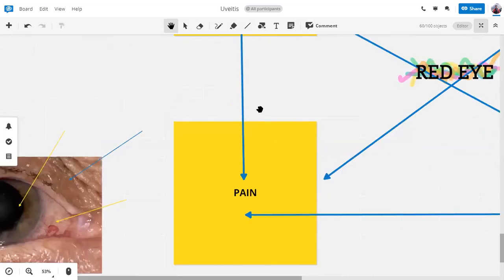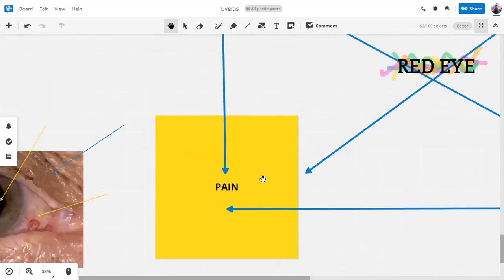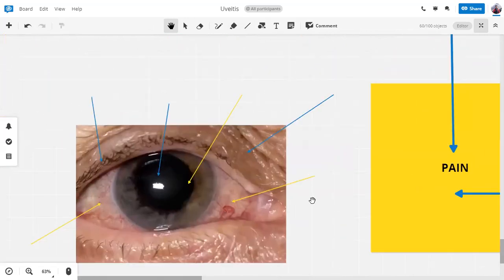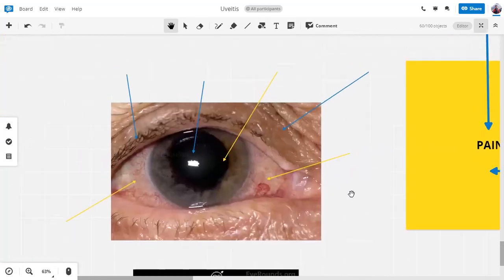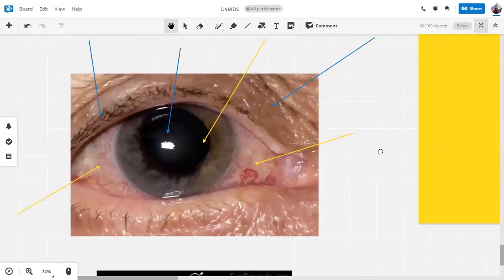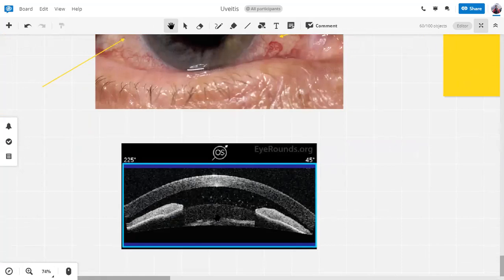This patient has red eye, loss of vision, and pain. This is his eye. And when you perform a gonioscopy, मैं आपको दिखा नहीं रहा because it's very difficult to interpret. So this is an anterior chamber OCT. So this is the AOCT. This is the lens. Sorry, this is a cornea. These are the irides. This is the lens.